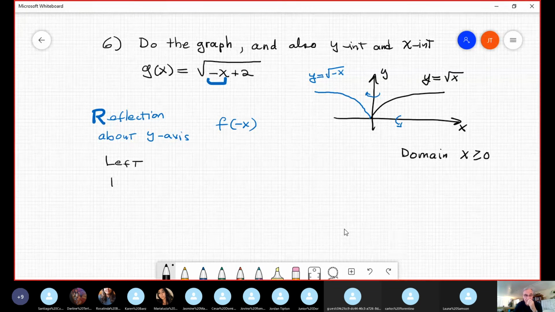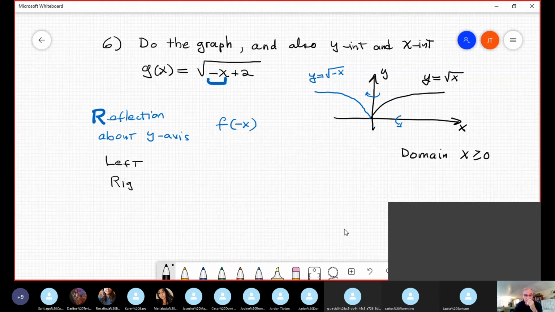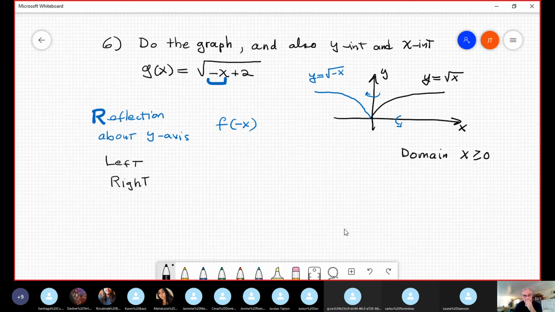Left. Is left. The common sense indicates it's left. However, it's not left. It's right. Let me explain. Sometimes it happens that you cannot see the transformation immediately, and you need to manipulate a little bit. And it's a typical case in which you need to manipulate this a little bit to understand much better.